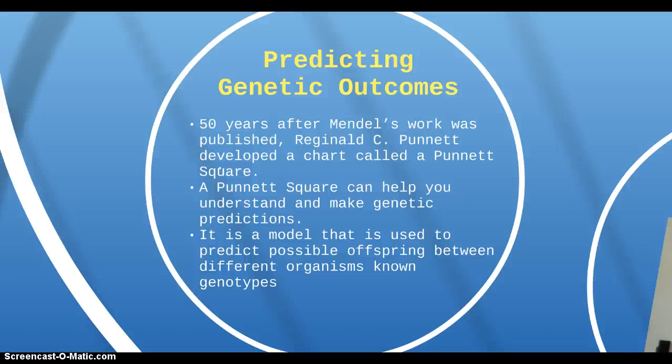So 50 years after Mendel's work was published, Reginald Punnett developed a chart called a Punnett square. Punnett squares are great because they help you understand and make genetic predictions. Scientists use it as a model to predict possible offspring between different organisms, known as genotypes. So if you know the genotypes of the two parents, you can use a Punnett square to find out what the genotypes and phenotypes would be of the possible children.